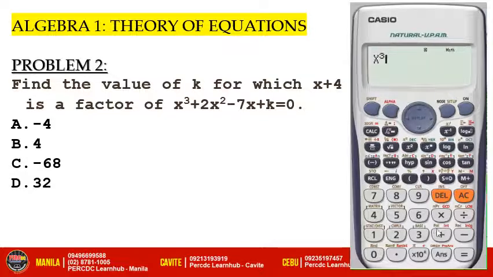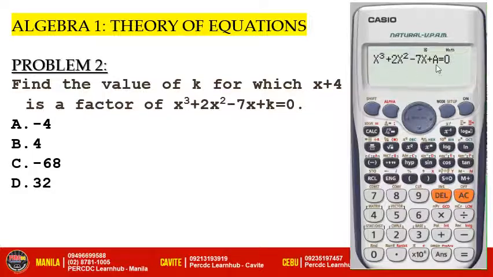Kopyahin lang po natin. That is plus 2x squared and then minus 7x. Okay. So instead of using k, wala namang k dito, we will use a. And then equals to 0. Bakit? Kasi nga, factor of. So therefore, yung x plus 4 is a factor of this given function.